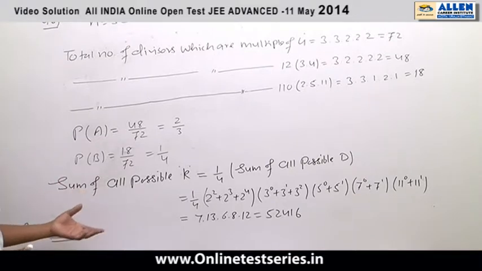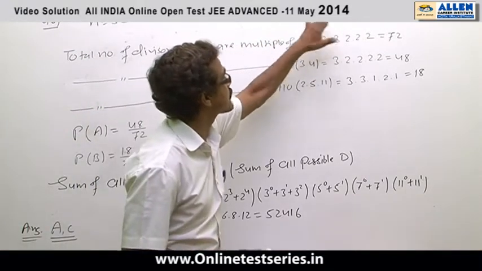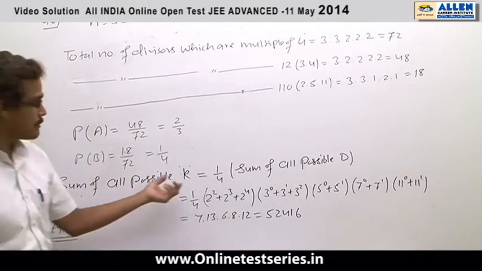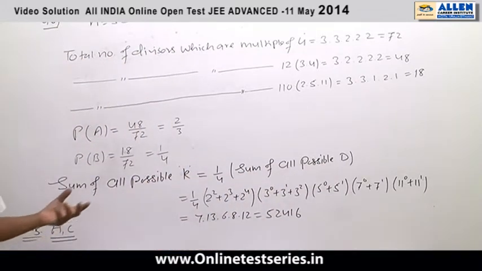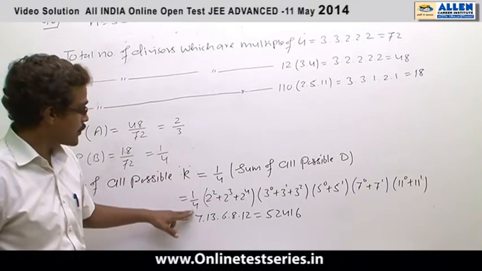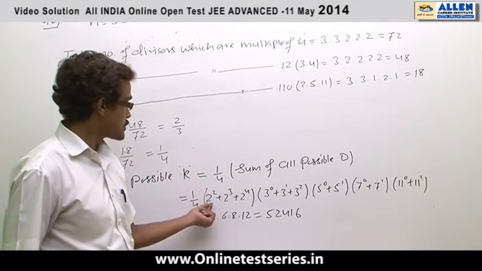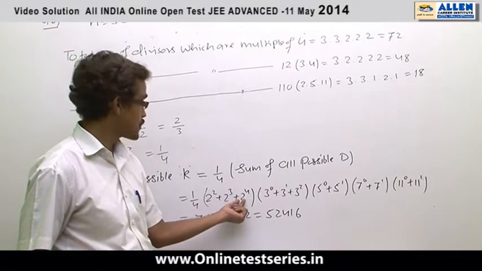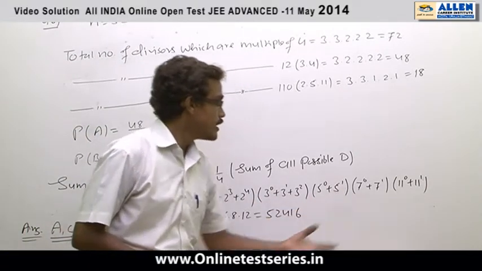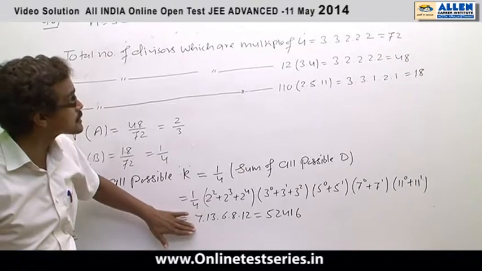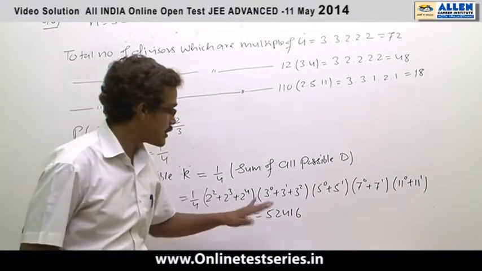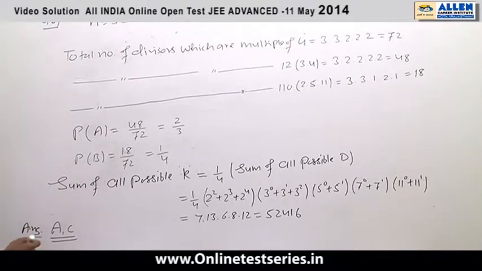Now in options C and D, we have to find the sum of all possible values of k. The sum of all possible values of k will be equal to the sum of all possible values of d divided by 4. So this becomes 1 by 4 of the sum of multiples of 4, that is 2^2, 2^3, 2^4, times 3^0, 3^1, 3^2, and this sum will be the sum of all possible values of d. If we divide it by 4, this becomes the sum of all values of k, and the answer becomes 52417. So according to all this, the answer of this question will be options A and C.